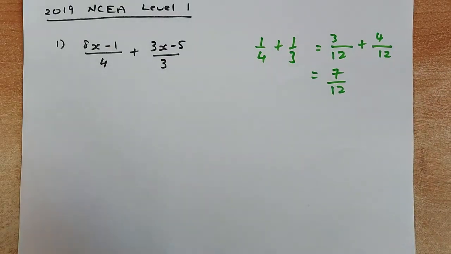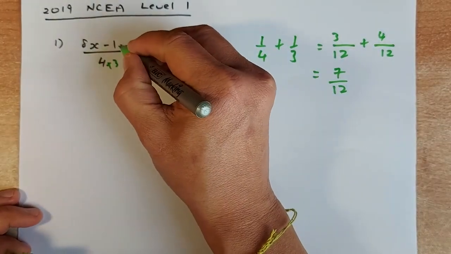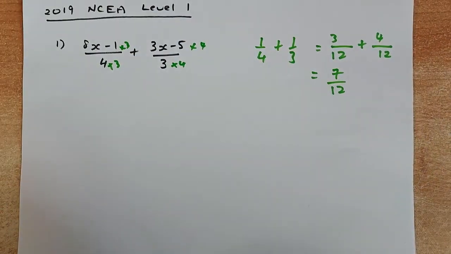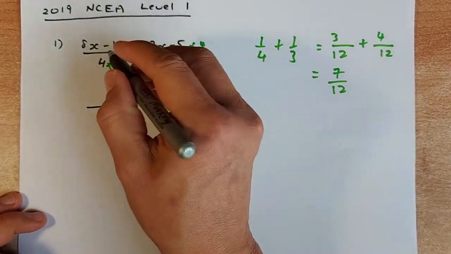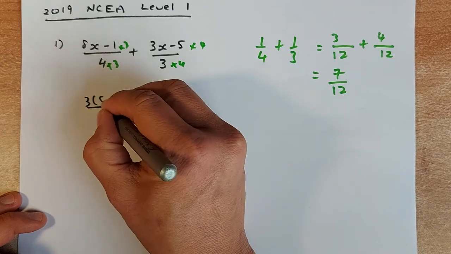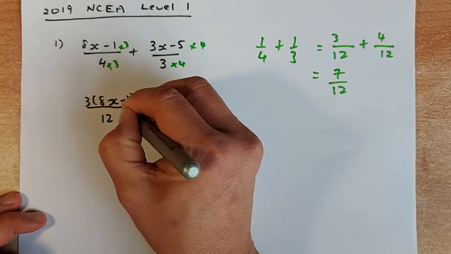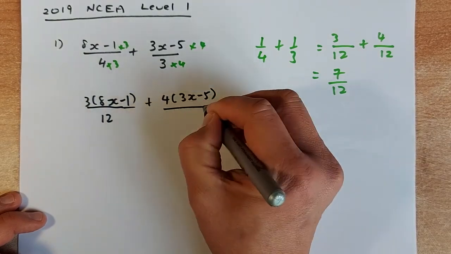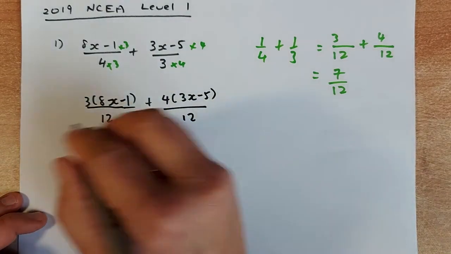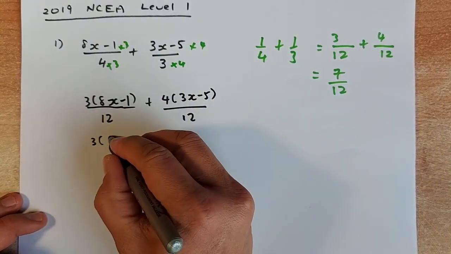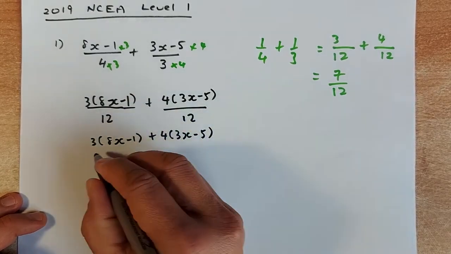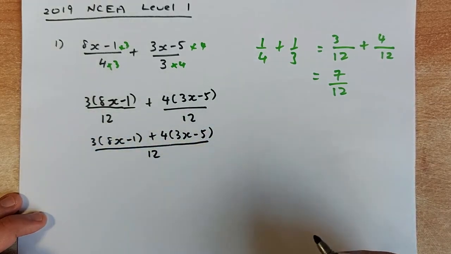So to get 12, you are going to multiply by 3 in the first, and then multiply by 4 for the second one. So your denominator is going to be 12 as usual, okay? And then on this side, you have to put the bracket 3 multiplied by 8x minus 1. And on that side, it's 4 multiplied by 3x minus 5, over 12. Then the next thing you do, you're going to combine all into 1. So 3 bracket 8x minus 1 plus 4 bracket 3x minus 5. Since they are the same denominator, you can divide the whole thing by 12.